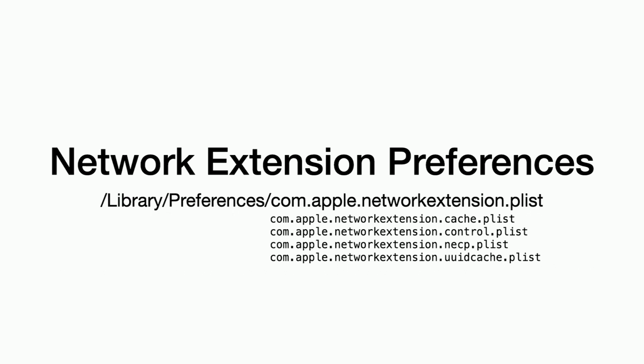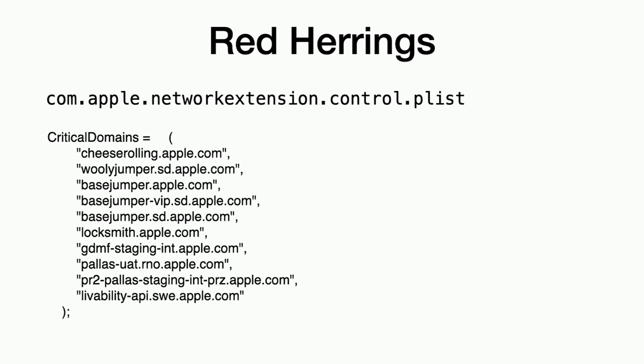And there are some obvious places, like library preferences. There's com.apple.networkextension. But by and large, the obvious places tend to be red herrings. So for example, in com.apple.networkextension.control.plist, there is a key or an array for critical domains. And in there's cheeserolling.apple.com. There's also woollyjumper.apple.com. These don't exist on the public internet. They're internal testing, I assume, QA URIs.